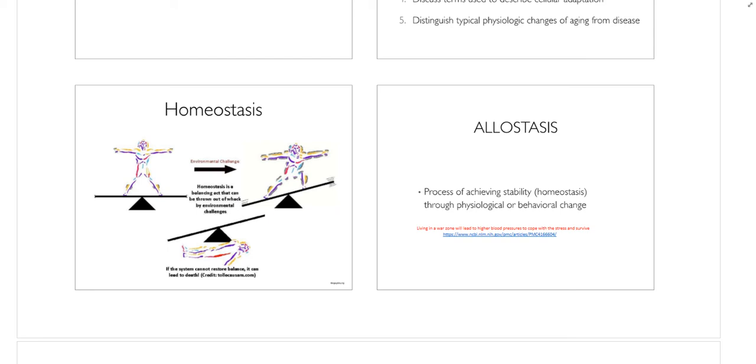And so now your cells become less sensitive. They become insulin resistant because of the excess exposure, which is bad. That's not a good thing.